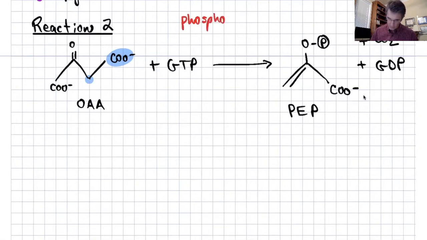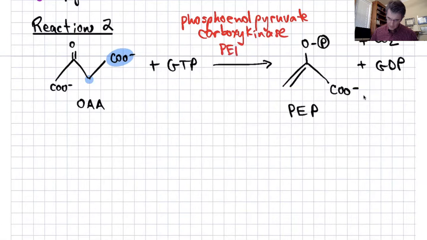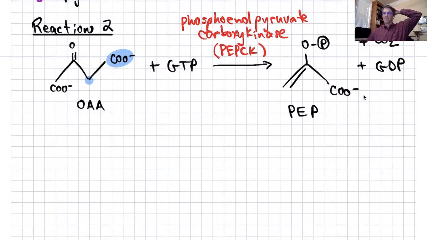The enzyme that runs this reaction is, of course, phosphoenol pyruvate carboxykinase. It's a mouthful. Or PEPCK, often pronounced Pepsi-K, for you Pepsi fans.